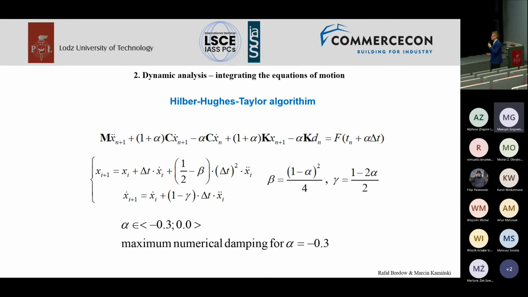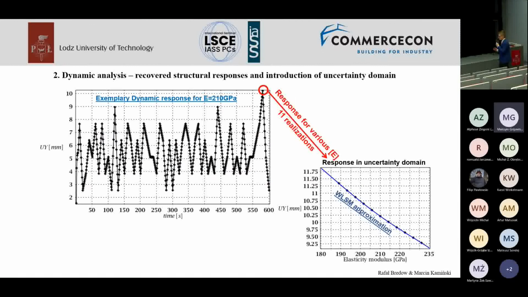As for the methods of integrating the equations of motion, the Hilber-Hughes-Taylor algorithm has been involved in the Abaqus software. The bold letters M, C, and K, of course, stand for mass, damping, and stiffness matrices, respectively. In this method, the nodal displacements and velocities at the subsequent time step of calculations are being assessed based on the nodal displacements, velocities, and accelerations at the previous time step. Those coefficients beta and gamma are directly correlated with parameter alpha, which in this method stands for numerical damping. And in this work, it has been assessed that the maximum numerical damping involved is equal to -0.3.